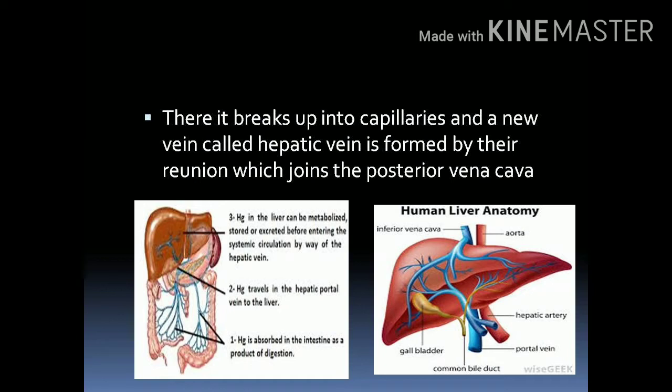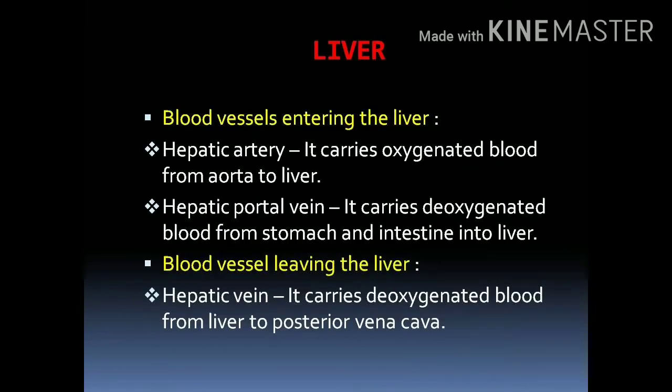And if there is excess amino acid and it enters the liver, the deamination process takes place, meaning breakdown of the amino acid takes place. So that's why after a meal, the glucose and amino acid content from the stomach and intestine goes to the liver region. So it does not pour directly into the posterior vena cava, it goes to the liver region.